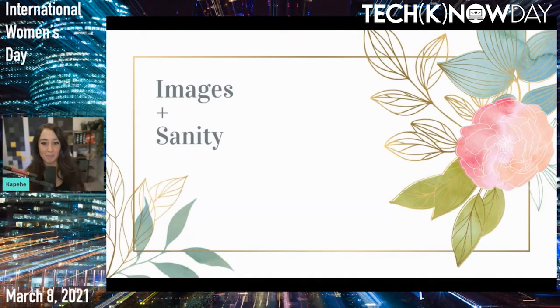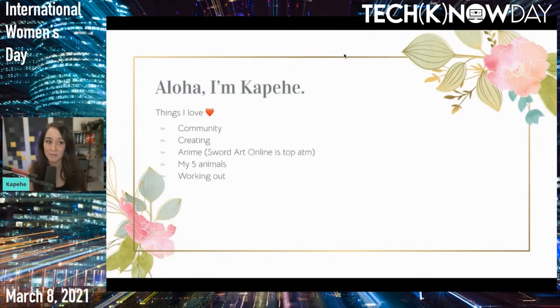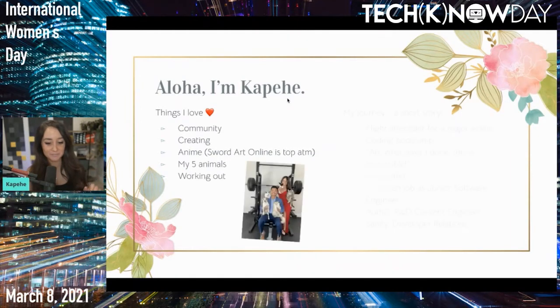But before I move on much further, let me introduce myself. Aloha, everyone. My name is Kapehe. You can call me Cap for short. Some things that I love: community, creating. I love anime. Sword Art Online is my favorite one at the moment. I love my five animals and I love working out.